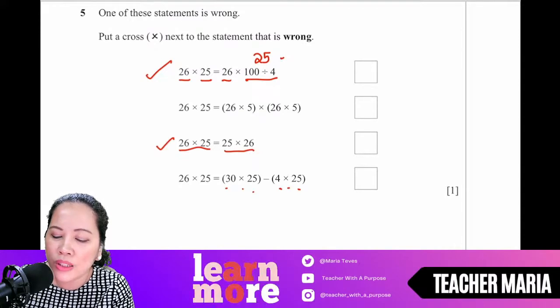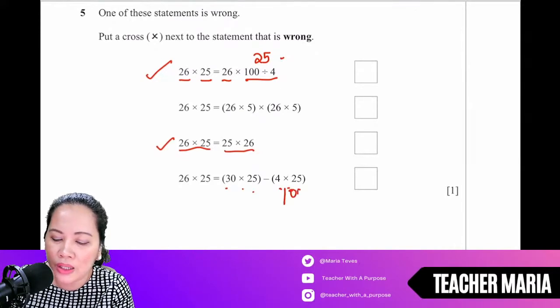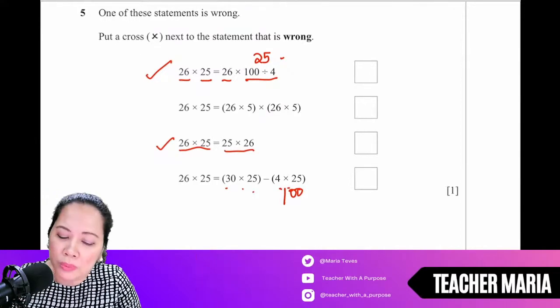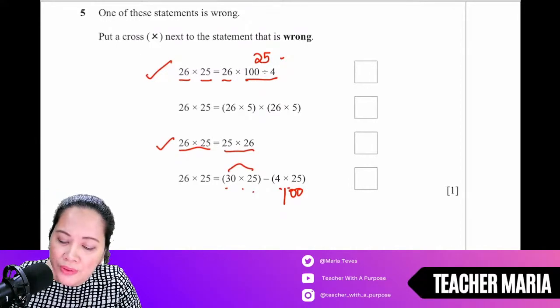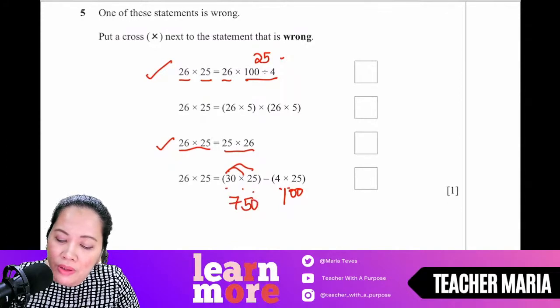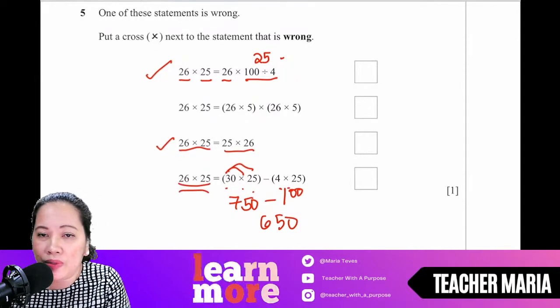Okay? So 4 times 25, it's 100. And then if you have 30 times 25, you just need to multiply 3 by 5, that is 15. You have to multiply 3 by 2, that's 6, plus 7. So 750 minus 100 is 650, which is 26 times 25.